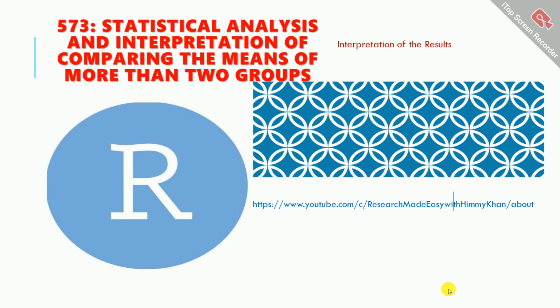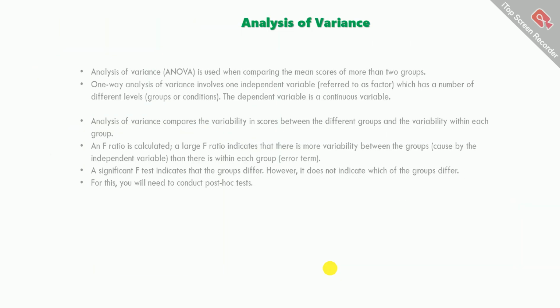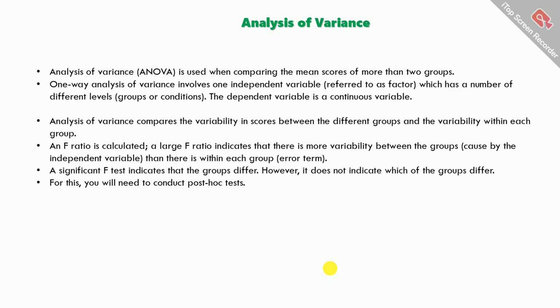When we are comparing the means of more than two groups, then in that case we cannot use a t-test, or we can do that for various pairs of the two groups. But if you want to compare means of three or more different groups at the same time, then in that case we'll be using analysis of variance. So let me explain the analysis of variance.